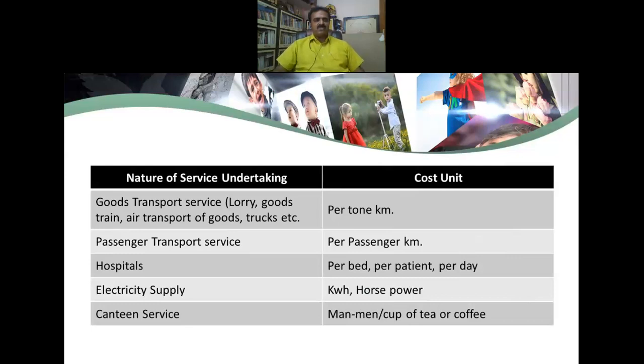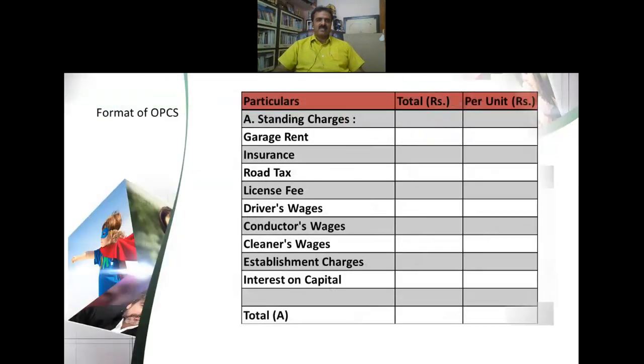Similarly, in case of passenger transport like buses, taxis or cabs, the cost per unit is per passenger kilometer. Like that, hospitals, electrical supply companies, or canteen services, etc. In order to determine the operating cost incurred, you need to prepare a separate statement. That statement is called the operating cost statement, a statement of operating cost.